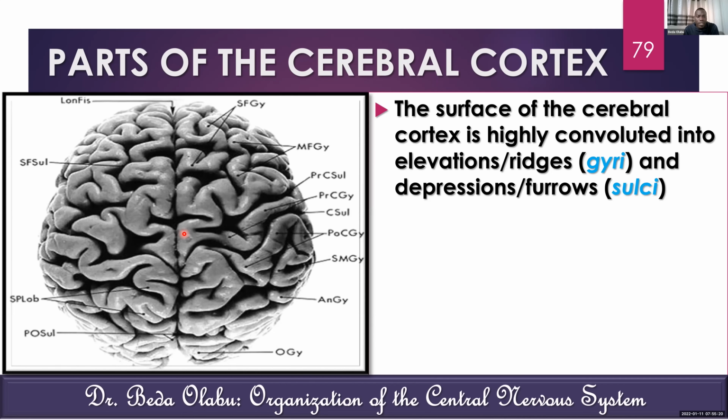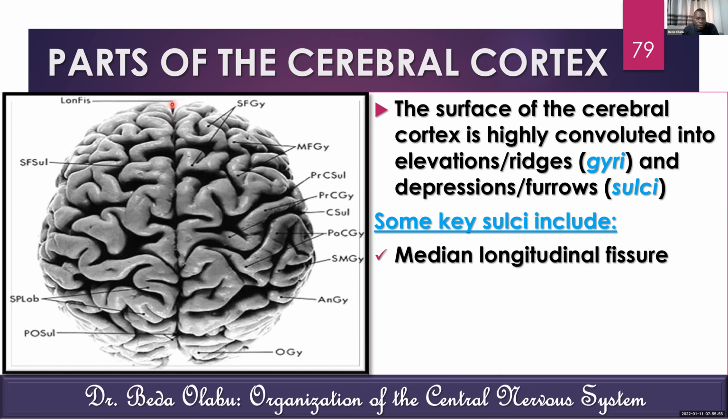Now, there are several sulci and gyri on the cerebrum. For the sake of understanding how the cerebral cortex is divided into lobes, I will choose to give you a few of the sulci which are important for that particular purpose, so that we can divide the cerebral cortex into lobes. These are the key sulci that I want to capture at this point.